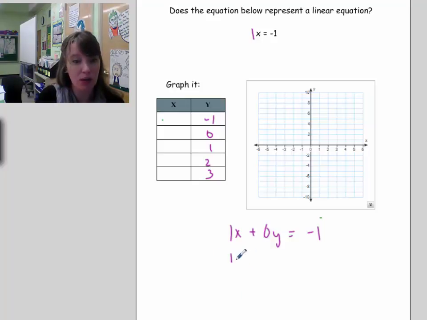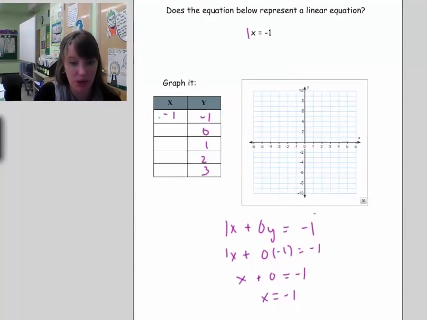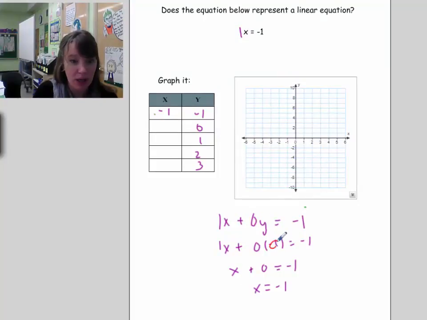So we'd have 1 times x plus 0 times -1 is equal to -1. 1 times x is just x. This ends up getting 0 is equal to -1. So x is equal to -1. Okay, just like we said, x is equal to -1. So anytime, we could replace this with 0, right? 0 times 0 gets 0. And so x plus 0 is -1. X is equal to -1. We could replace it with the next one, which is 1. So 0 times 1 is 0, x plus 0 is -1, x is -1. So what this is saying is it doesn't matter what the y value is, x is always -1.